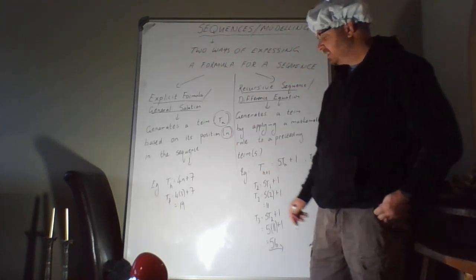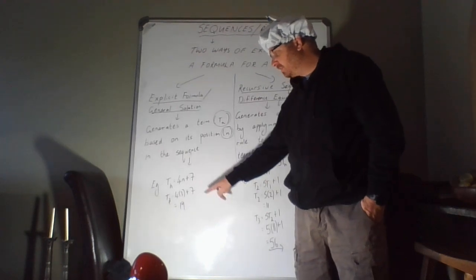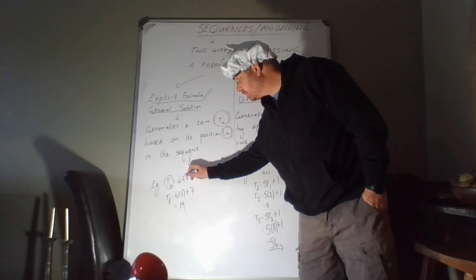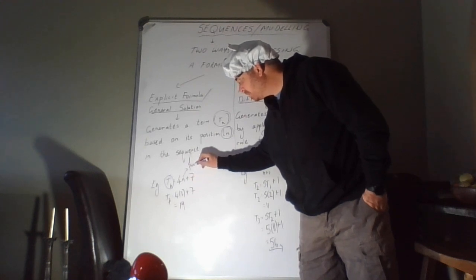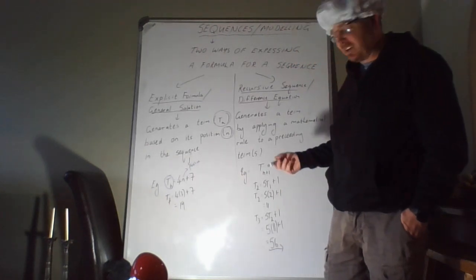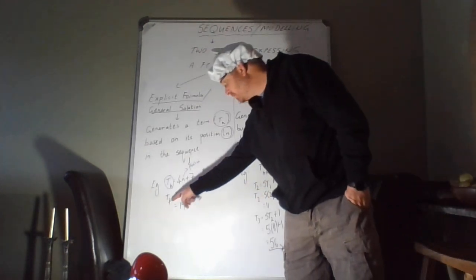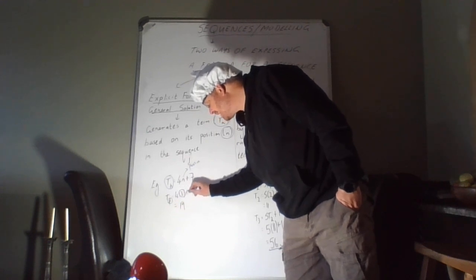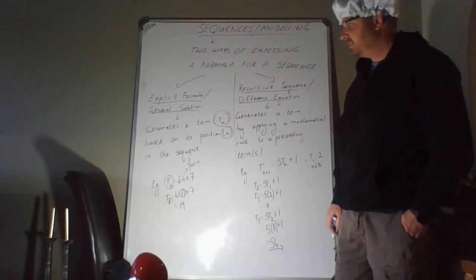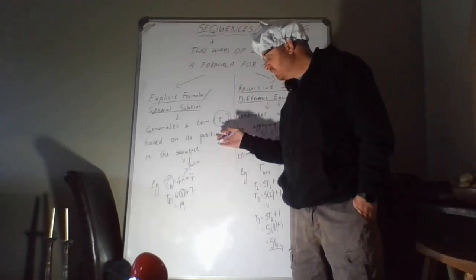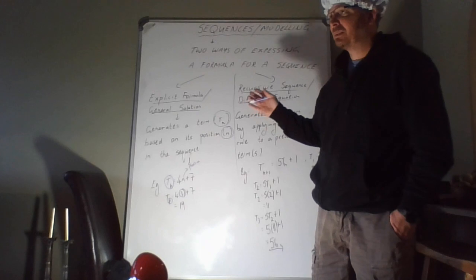So in other words, if I said you've got a formula for a sequence and it says the value of the term in position n is equal to 4 times its position, which is n, plus 7, then to find term 3 you'd replace n with 3. Term 3 would be 4 times 3 plus 7, which would be equal to 19. So with explicit formulas or general solutions, if you know the position and you know the formula, you're done.